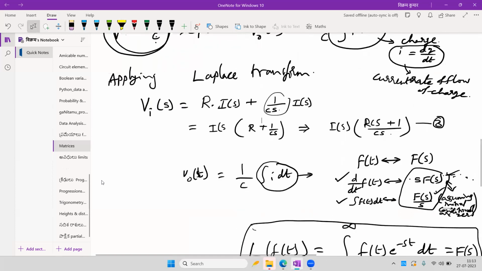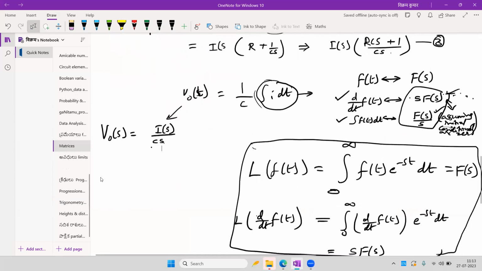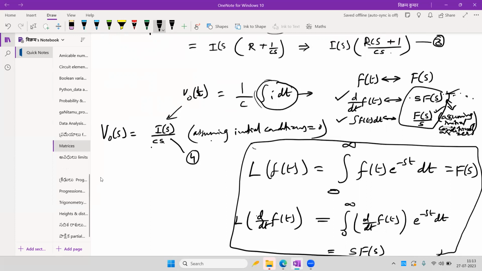Now same way here also when I apply Laplace transform, this is going to become V naught of s is equal to I of s by cs. This c is like that only. Integration has become 1 by s, like f of s by s. Again, initial conditions are assumed 0. Now, this is equation number 4.